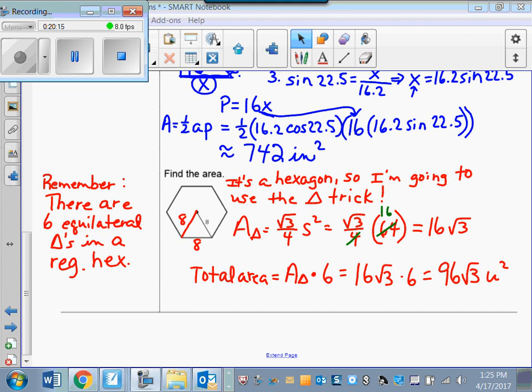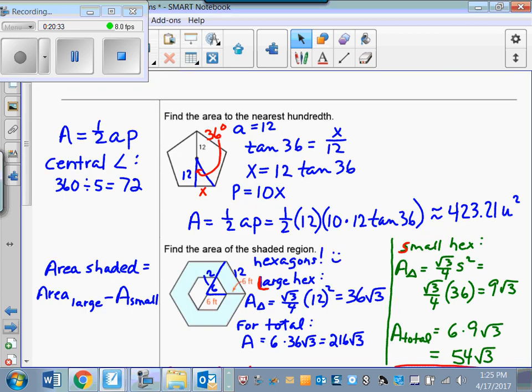This one at the bottom that I've worked in red, you can see it's a regular hexagon, so I just used the triangle trick where I found the area of one of the triangles, multiplied it by 6, and I got 96 times the square root of 3 square units. The next problem, I've got a regular pentagon, and I didn't say these figures are regular, but since what we're doing in this lesson is finding the areas of regular polygons, you just need to assume. I know usually I tell you not to assume things, but you should assume that they're regular if I forget to tell you they're regular.